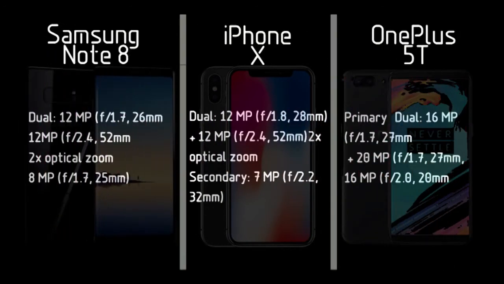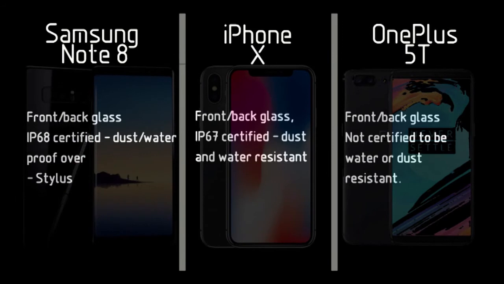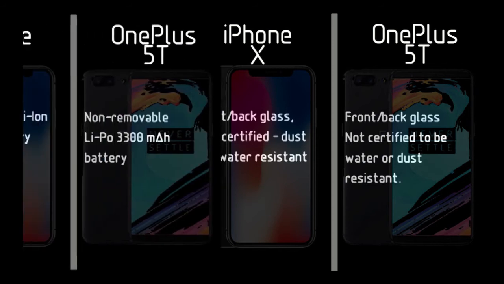Next up is the camera comparison. As you can see, all three of these devices have outclassed camera specs. Although the OnePlus 5T has a wide-angle lens, the other two have a wide-angle and the telephoto lens. The Note 8 and the iPhone 10 have a tough competition going on, but sadly the OnePlus 5T doesn't outclass these two in this case, despite having the best specs. The build-up on these devices is phenomenal. The Samsung Galaxy Note 8 and the iPhone 10 both can survive underwater for about 30 minutes. However, the OnePlus 5T is not water or dust resistant.